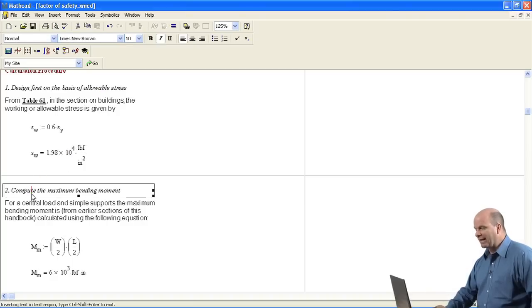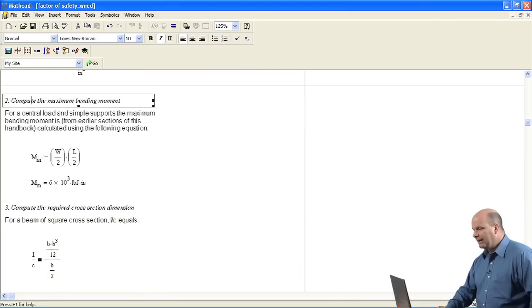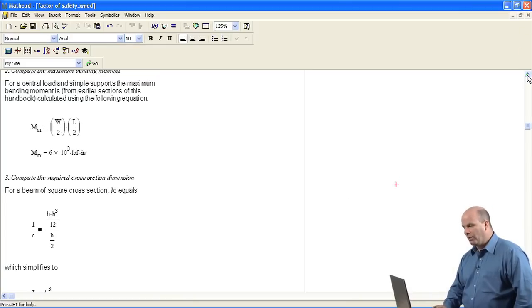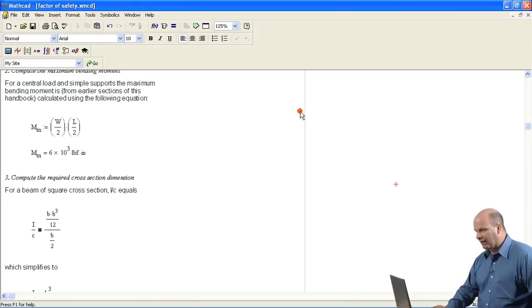Now we're going to compute the maximum bending moment in Mathcad. Again, these calculations are just from an existing ebook that we can simply copy and paste, or we can just copy the entire calculation. So here, for a central load and simple support, the maximum bending moment is from earlier sections of the handbook, calculated using the following calculations.